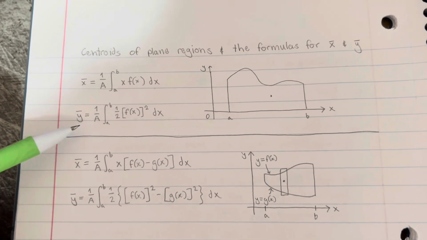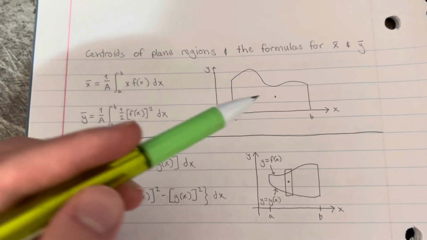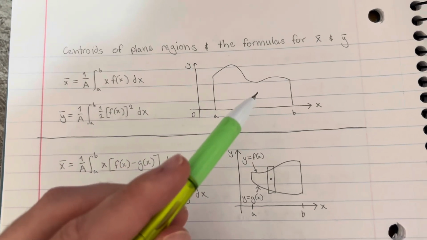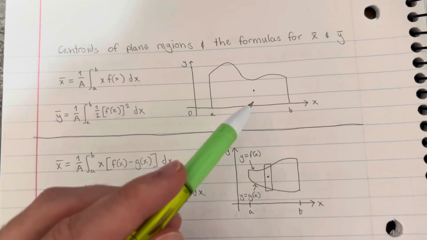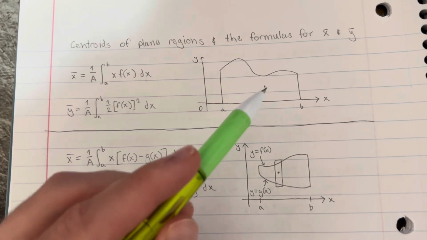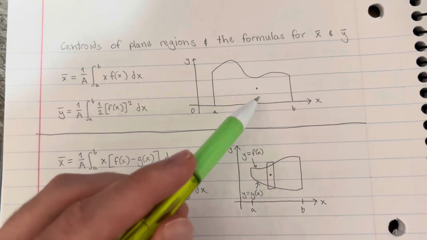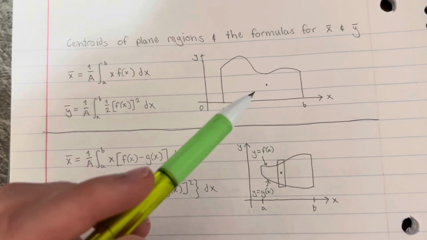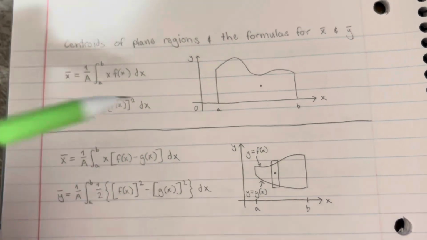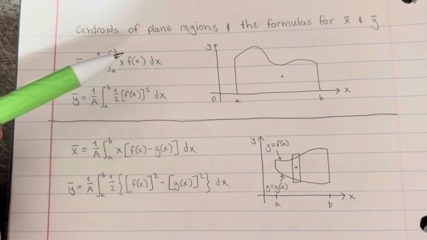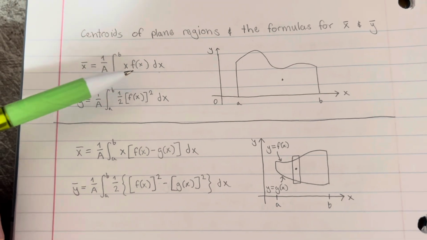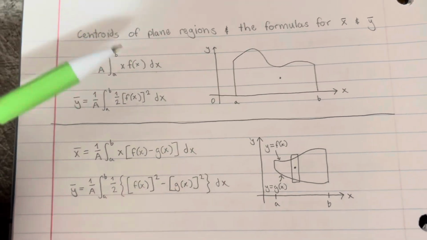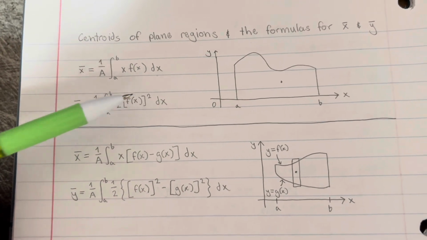But it's different for y because we're not finding the distance of the centroid from the y-axis, we're finding the distance of the centroid from the x-axis. And that would be 1/2 of just 1/2 of y. And since y is equal to f of x in this case, and since we're also multiplying it by f of x, since that's the mass, it would just be 1/2 f of x squared dx.